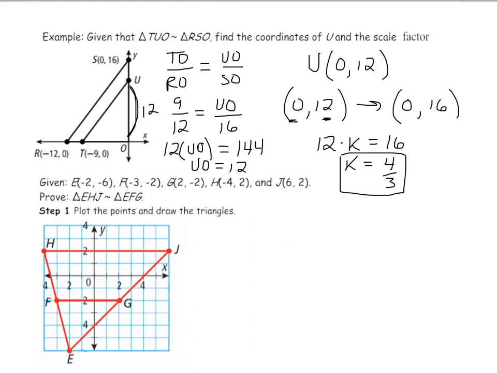And if you're not quite sure about it, take the t coordinate. If you multiply -9 by 4 thirds, you end up getting a -12. So you know your scale factor is right.